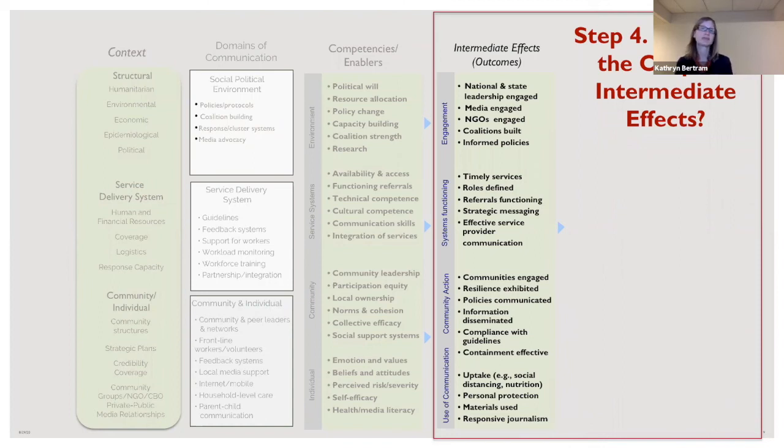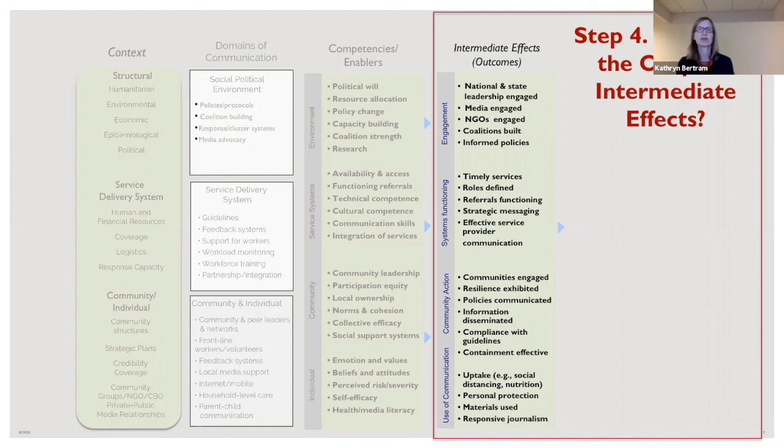So at the individual level, we can measure the effects of our risk communication and community engagement in terms of people practicing social distancing and personal protection in the household and community. It may also be uptake of other behaviors like nutrition or education. Intermediate effects for community action may be demonstrations of community ownership, community-led solutions, and community resilience. It may be compliance with guidelines and effective containment or completion of community action plans, as an example.